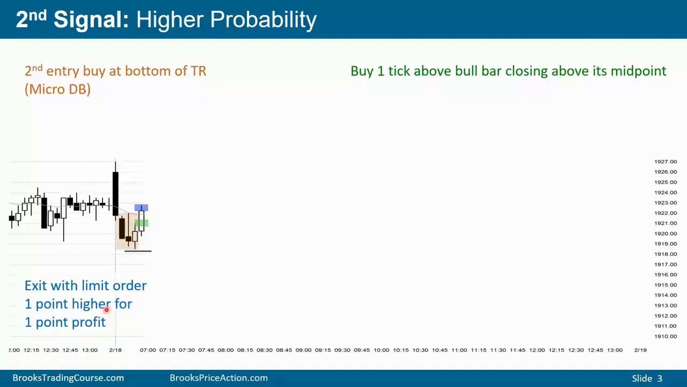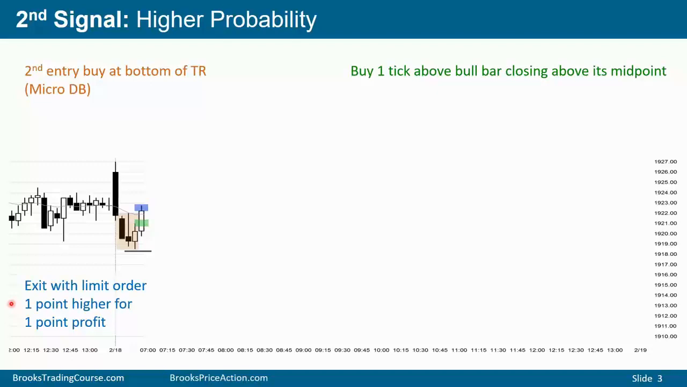And they place a limit order to exit with a 1-point profit right there. Their reward is smaller than their risk. And that means you have to be very good at determining probability. Probability has to be far greater than 60% to trade this. In this case, the probability might be 70 or 80% that you're going to make a profit.